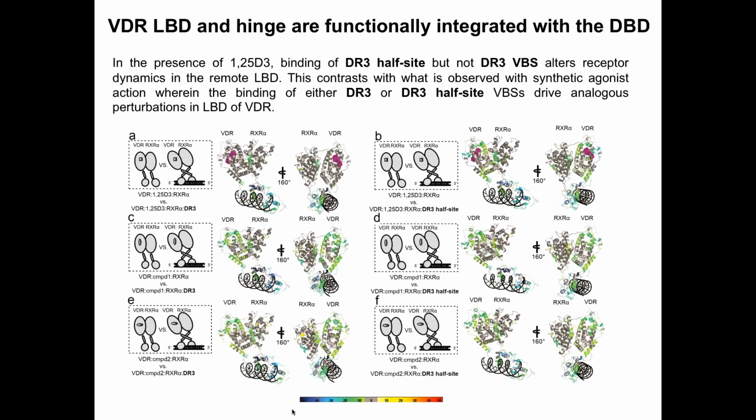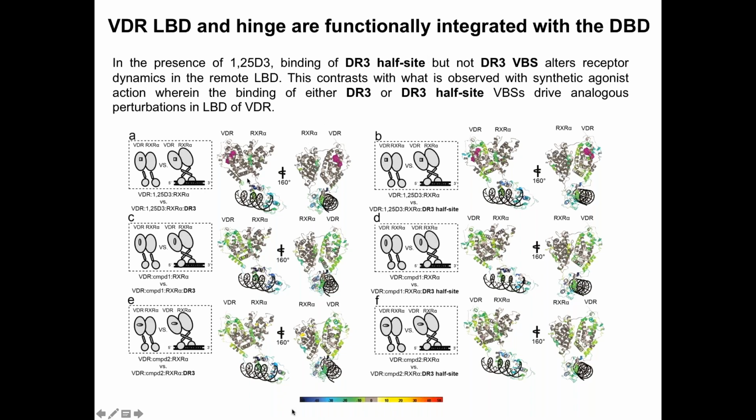And another powerful way we can tell the story more interestingly is that the deuterium exchange data can really tell about the intercommunications between different domains, like ligand binding domains and also the hinge domain, and also the DNA binding domain.